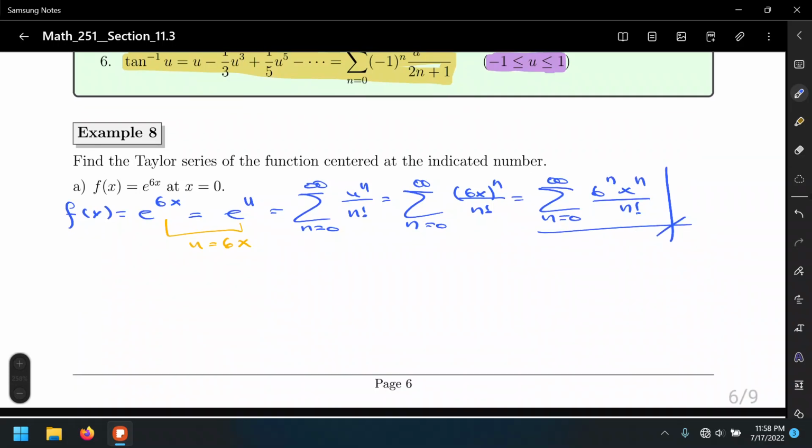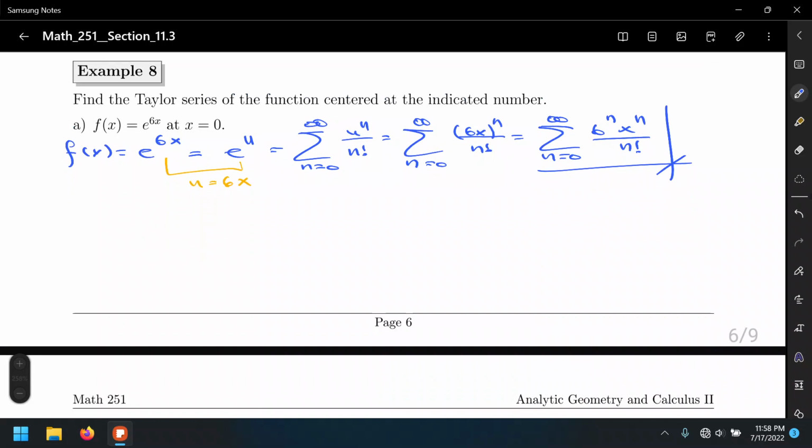And on the homework on MyMathLab, you might be asked to expand a few terms of the series. So all you have to do is expand for 4 different values of n. That's 6 to the 0, x to the 0 over 0 factorial, plus 6 to the first, x to the first over 1 factorial, plus 6 to the second, x to the second over 2 factorial, plus 6 cubed times x cubed over 3 factorial. Of course, this one goes on forever.